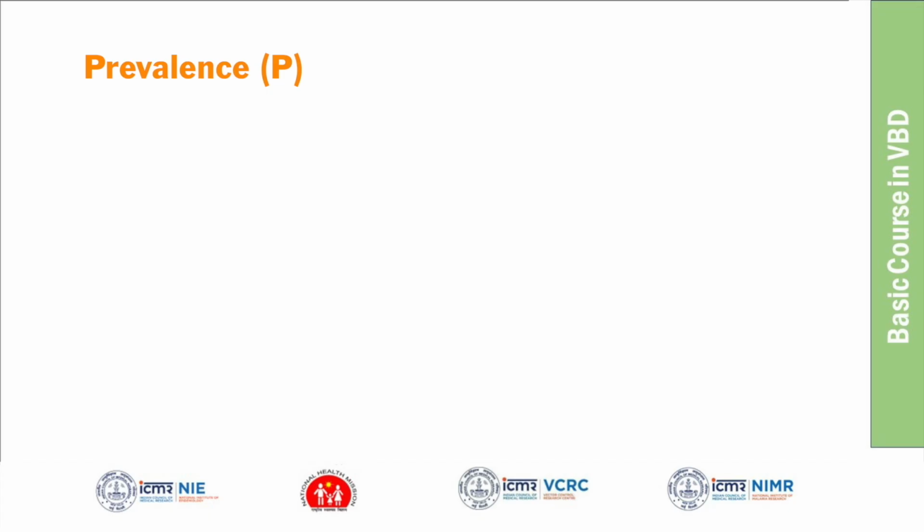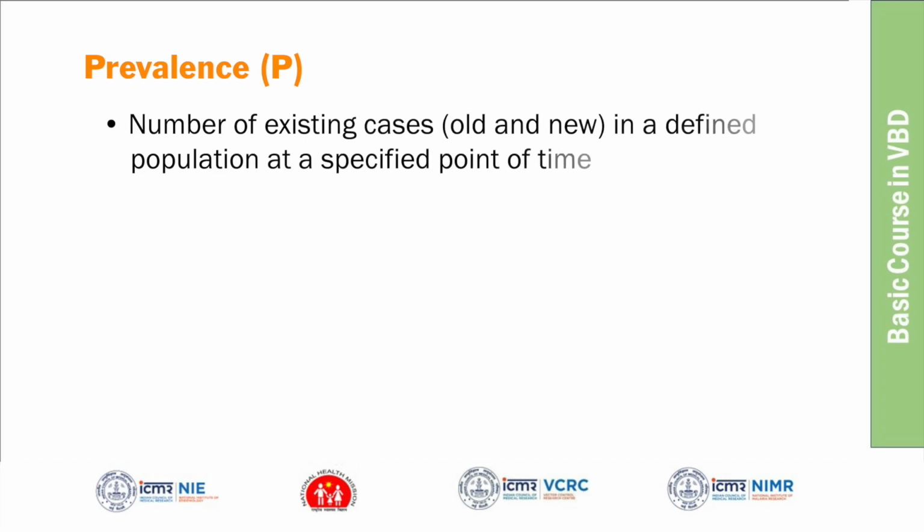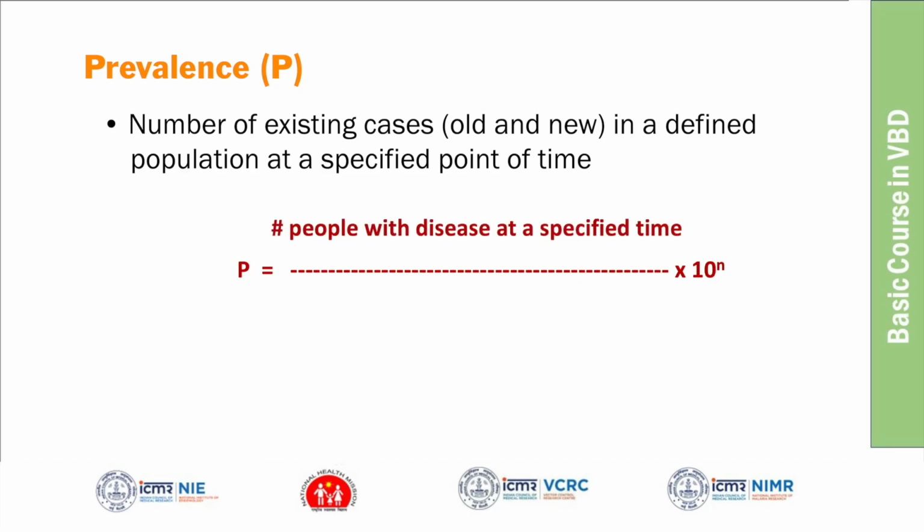That elevation in blood pressure, they could have had it for the last 10 years, or they could have been a newly diagnosed case of hypertension. So whenever you talk about prevalence, we are talking about, at a given time point, how many individuals have the condition, irrespective of whether it is a new case or an old case. So the numerator for prevalence is the total number of existing cases in a defined population at a specified point in time. The formula is, at any given point in time, how many individuals have a disease, let's say hypertension, divided by the total population at risk at that specified time.